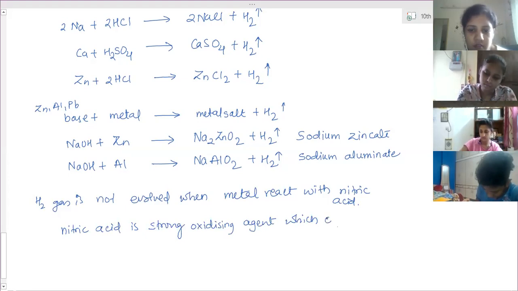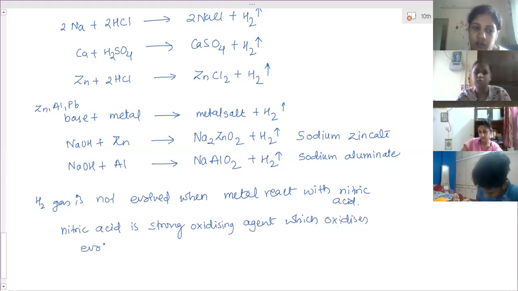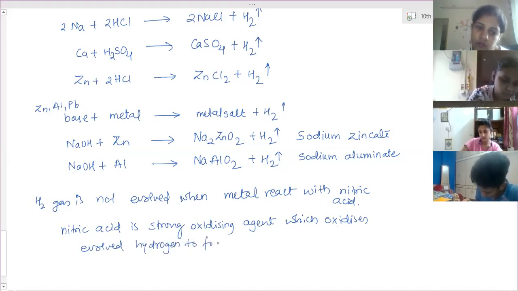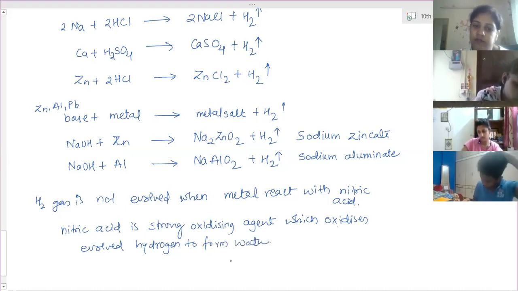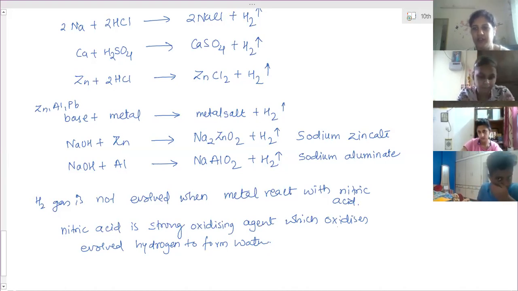Which oxidizes the evolved hydrogen to form water. But there is some exception. Some metals can react with very dilute nitric acid to form hydrogen gas.